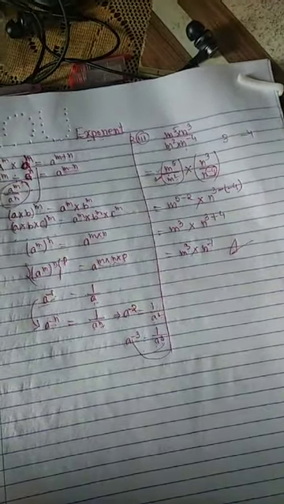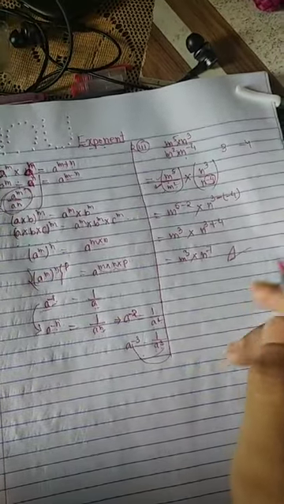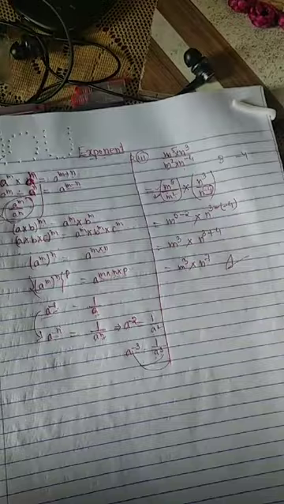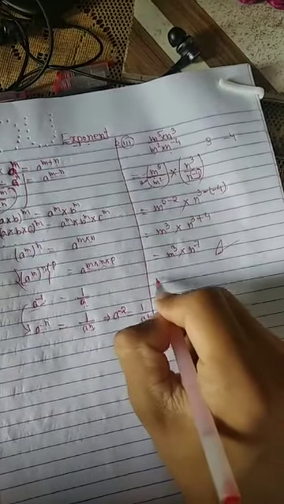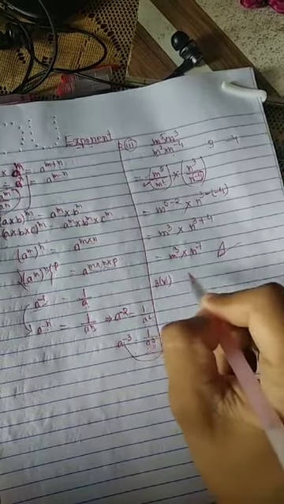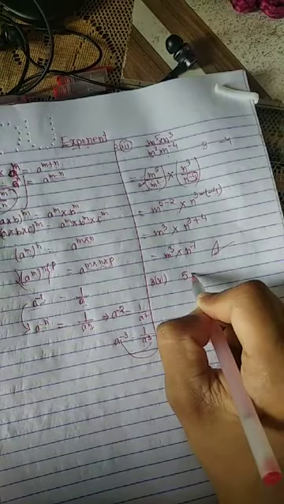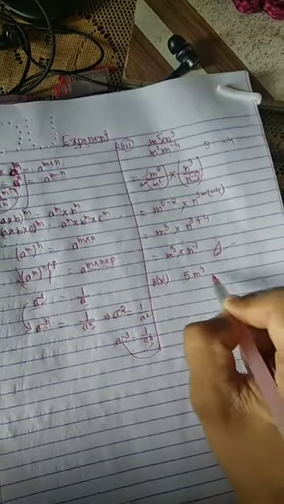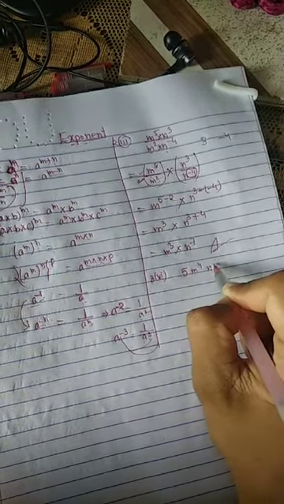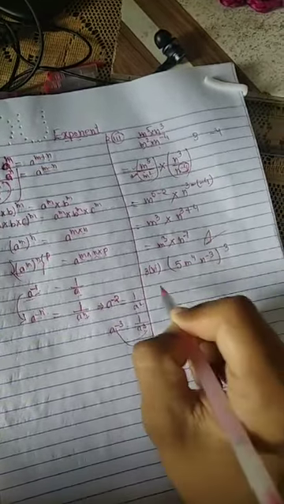Okay, and now the next question I would like to solve from your book, so that you will get some idea from it. Question 3, Roman 6. The question is (5 m to the power 4 n to the power minus 3) whole cube.